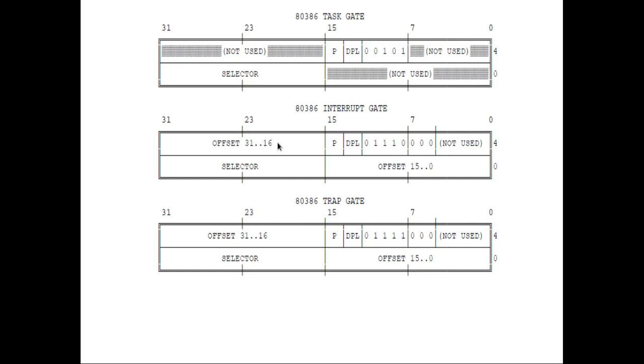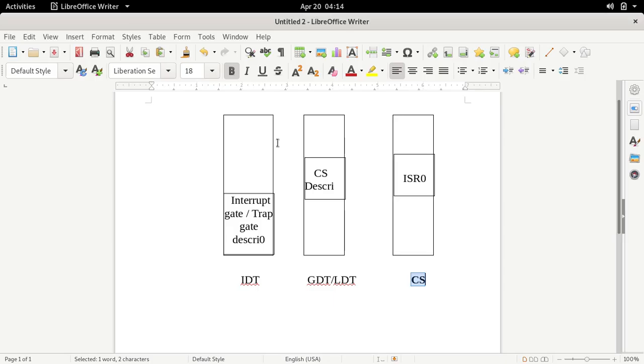What is our aim? Our aim is that if a type 0 interrupt occurs, we want to start execution of ISR 0. I already told you that to start execution of ISR 0, I require two things. The first is the base address of the code segment which contains this ISR, and the second is the offset address of this ISR. I will get the base address of this code segment from this code segment descriptor. But the question is, how do we select this code segment descriptor?